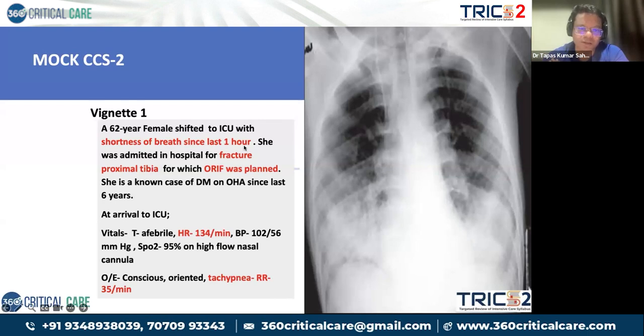Shortness of breath since the last 1 hour, this is striking, and fracture of the proximal tibia, for which ORIF was planned, but definitely ORIF could not be done. She is a known case of diabetes, and on arrival to the ICU, the vitals: heart rate 134 per minute. This is really striking to me. Blood pressure is borderline, but saturation 95% on HFNC. Yes, this is also striking to me, and the patient is really tachypneic. So these are more important for me right now. And yes, these are some of the clues from the clinical scenario the examiner has shared with you.